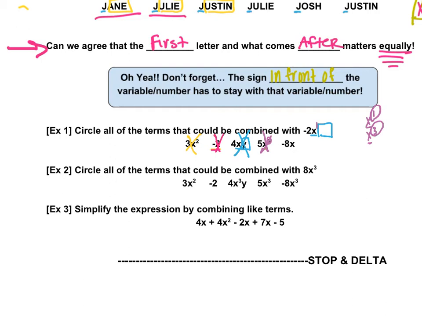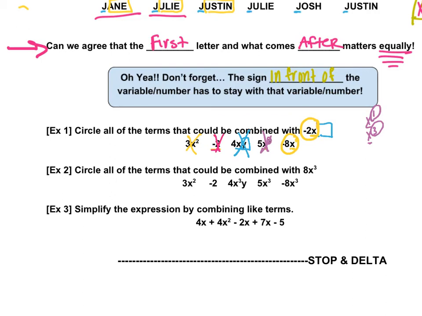So let's look at this last one. This has negative 2x with a 1. This is negative 8x with an invisible 1. And so this is the only term in this whole list that I could combine. These are the only two things that are considered like terms.